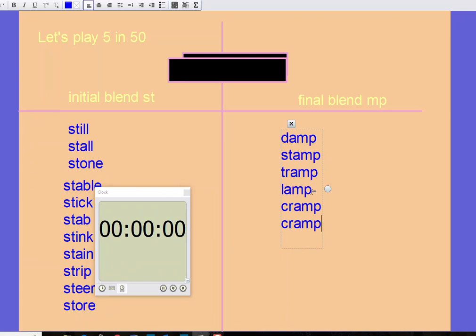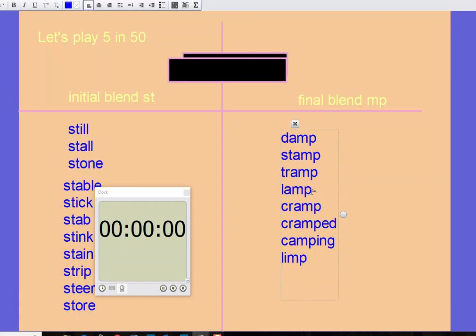Don't forget you can still use suffixes on the end. Cramp. You could have camping. It still counts because it's just got a suffix on the end of the root word. Okay, you could have limp. Okay, that's another one there.